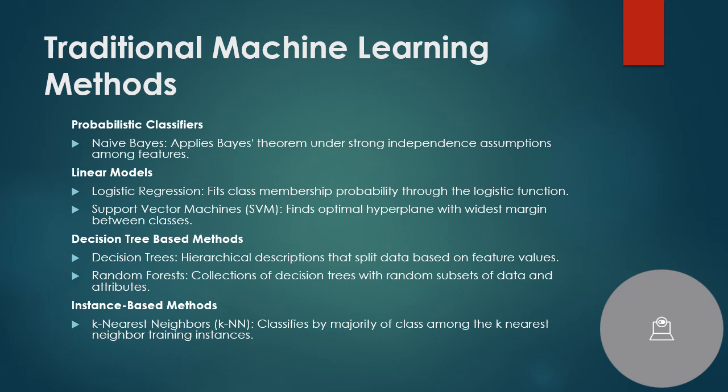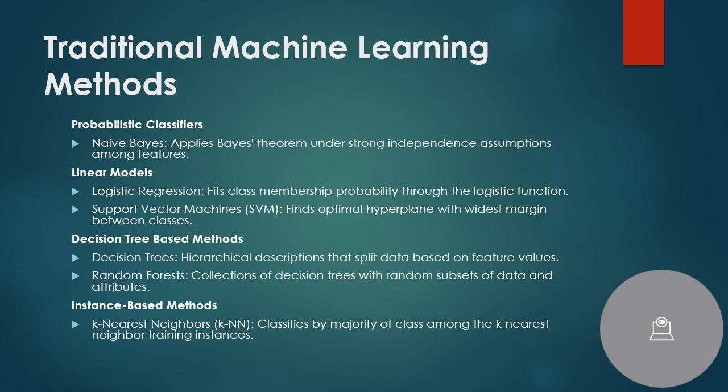Moving on to linear models, we have logistic regression, which models the probability of class membership using the logistic function. Also support vector machines, which find the optimal hyperplane that maximizes the margin between classes. And we also have two types, linear SVM and kernel SVM. Passing to decision tree methods, we have decision trees, hierarchical structures that split data based on feature values, and random forests, ensembles of decision trees trained on random subsets of data and features.